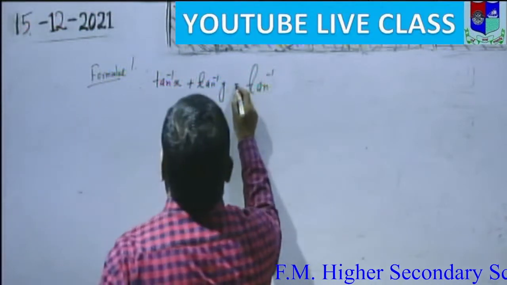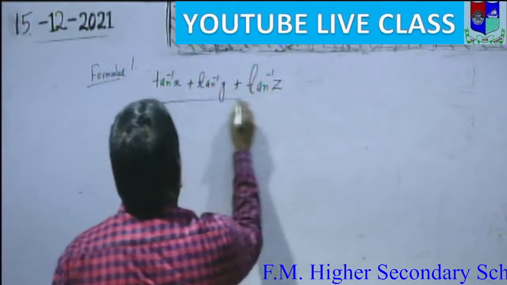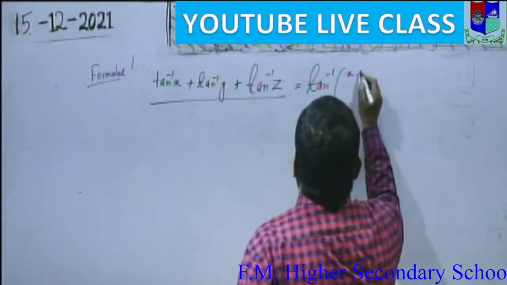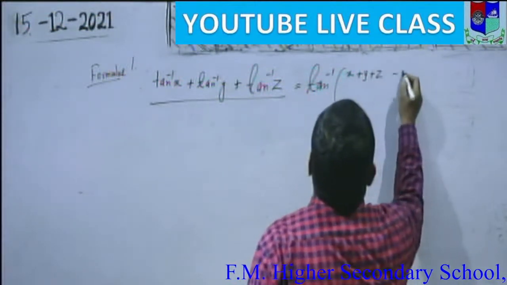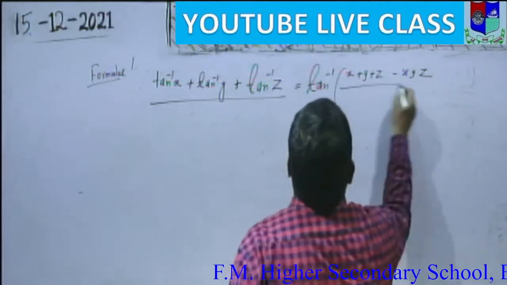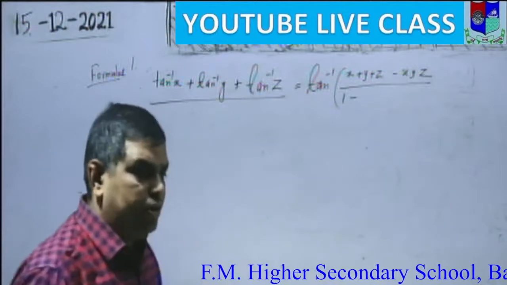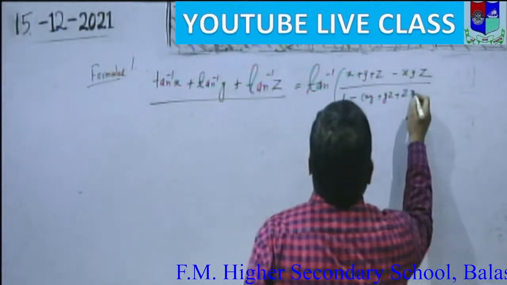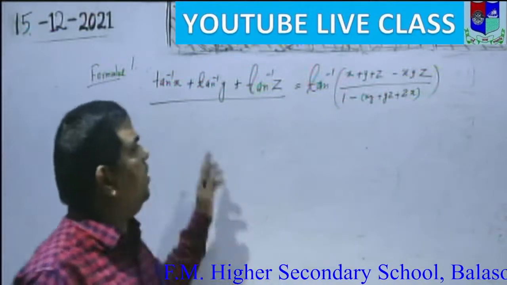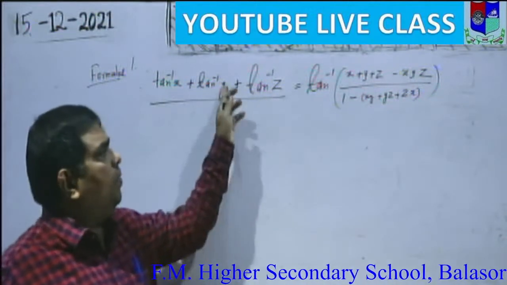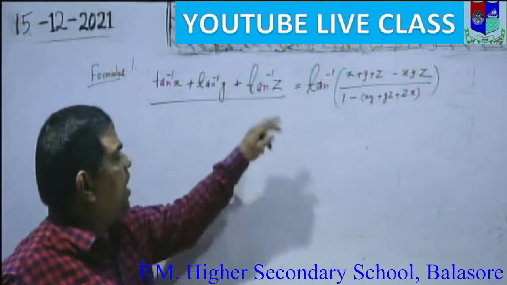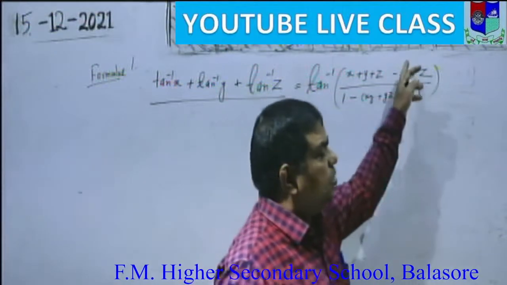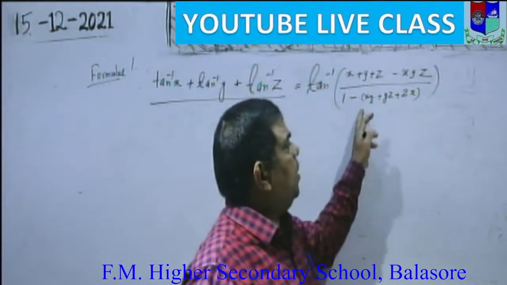Tan inverse x plus tan inverse y plus tan inverse z is equal to tan inverse of x plus y plus z minus x into y into z, divided by 1 minus xy plus yz plus zx. Since I have taken common, tan inverse x plus tan inverse y plus tan inverse z is equal to tan inverse of x plus y plus z minus x into y into z, divided by 1 minus xy plus yz plus zx.